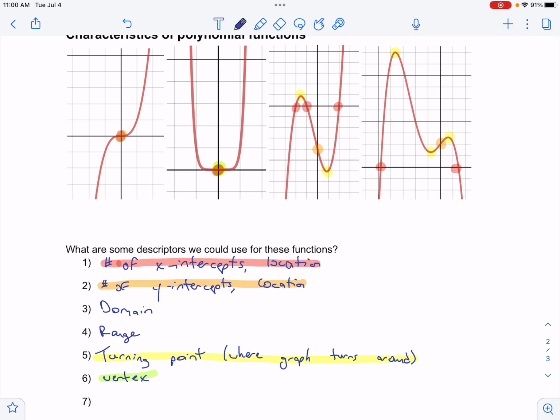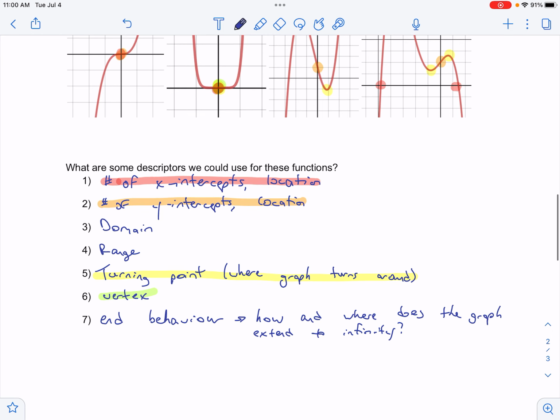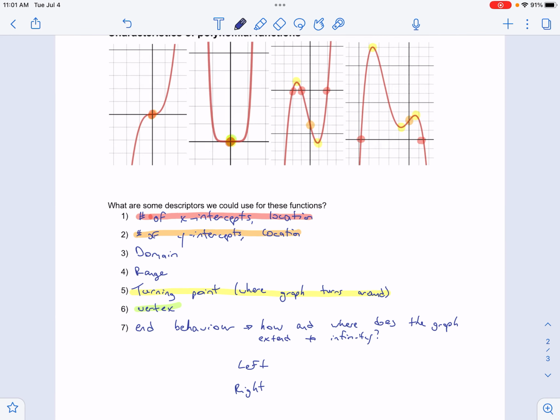And then last but not least, we're also going to begin working with what's called end behavior. End behavior tells us how does the graph extend towards infinity. I should say how and where. Okay, what we're asking ourselves is as it goes to the left and as it goes to the right. Okay, so let's do our third graph as an example.